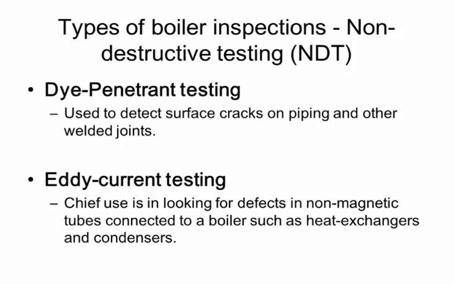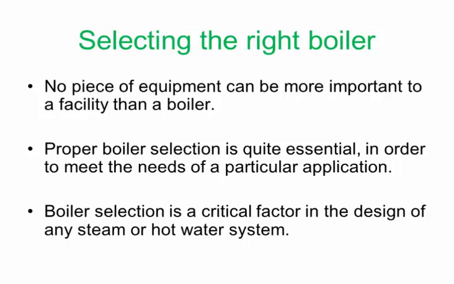Dye penetrant testing is used to detect surface cracks on piping and other welded joints, and also eddy current testing. Basically, a chief use is in looking for defects in non-magnetic tubes connected to a boiler, such as heat exchangers and condensers. So the eddy current basically works on a signature, where anything different from the signature will be questioned.